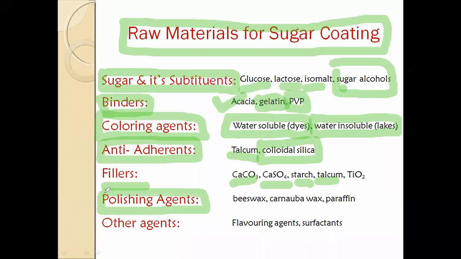And we need certain types of polishing agents. Polishing is one of the steps in sugar coating, which gives more luster and more shiny colors. For that purpose, we use polishing agents mainly from the wax category. So we use beeswax, or carnauba wax, or we can use paraffin. Other materials which go in the formula of sugar coating include flavoring agents or surfactants. So these are some of the raw materials which go in the formulation of sugar coating. At least you should know the examples for them.